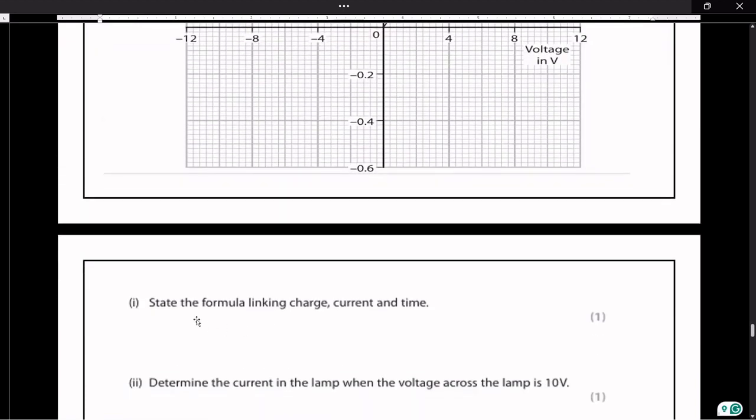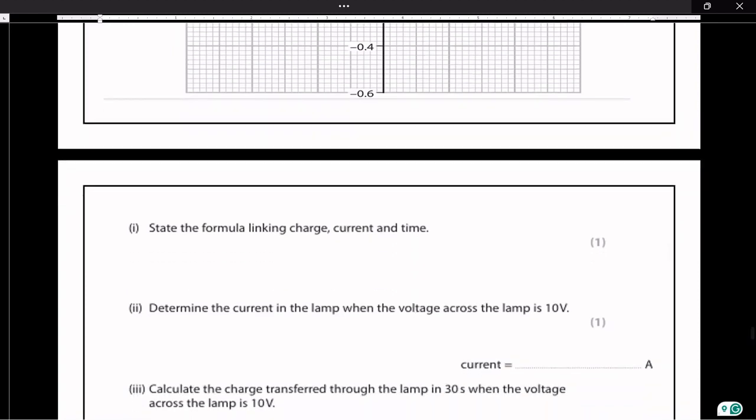State the formula linking charge, current and time. So we know that current is charge over time. Therefore, those who are using the triangle, you can see charge, current and time. Therefore, charge is the product of current and time.